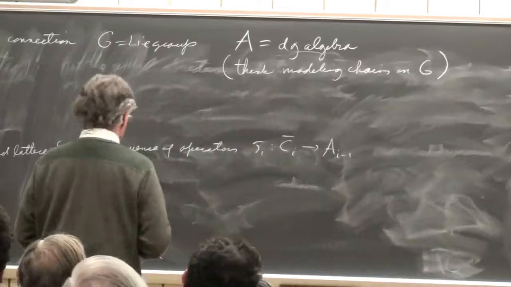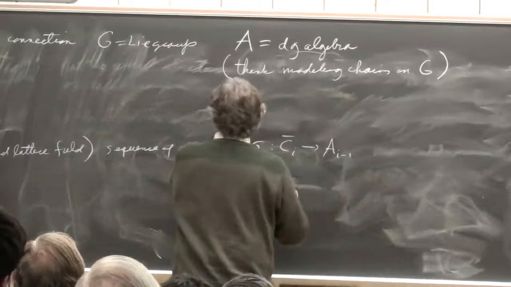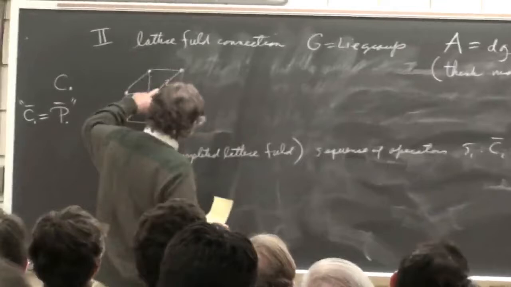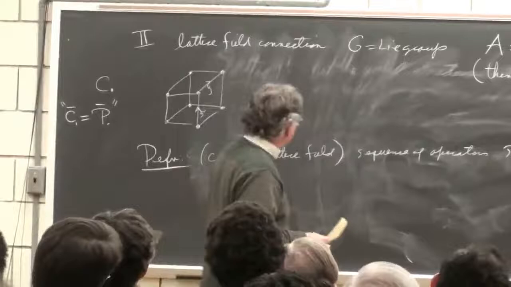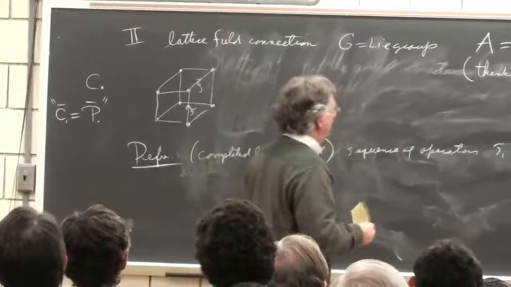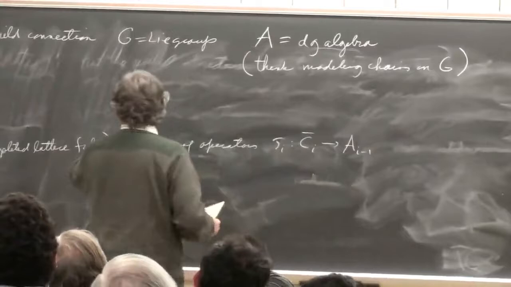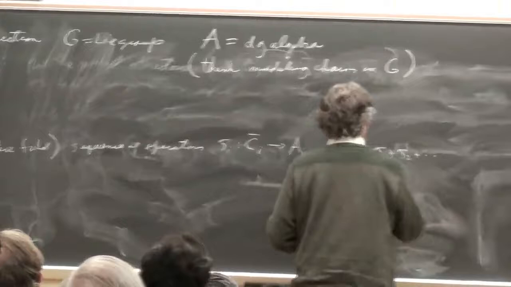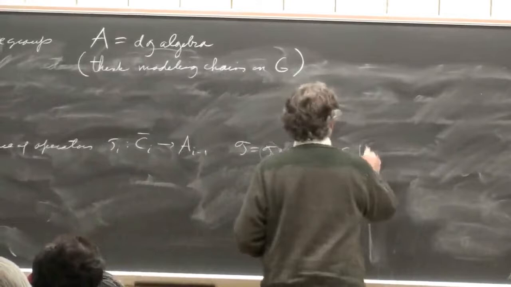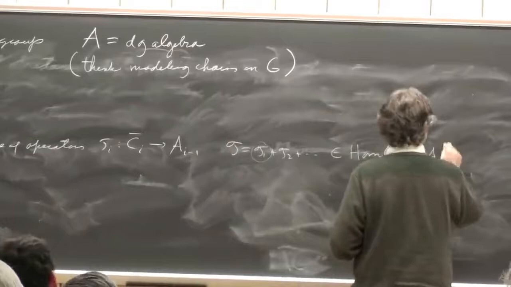And you can think of tau 1 as assigning to each edge an element in A_0, which contains the zero chains of G. So tau 1 is exactly the usual notion of a lattice field. Think of it as assigning to each bond an edge. And tau 2, tau 3, and tau 4 are the completed lattice field. So the whole object tau, which is equal to tau 1 plus tau 2 and so on, is like the usual thing one starts with. This is again the homomorphisms of C lower dot to A dot of degree 1 minus 1.